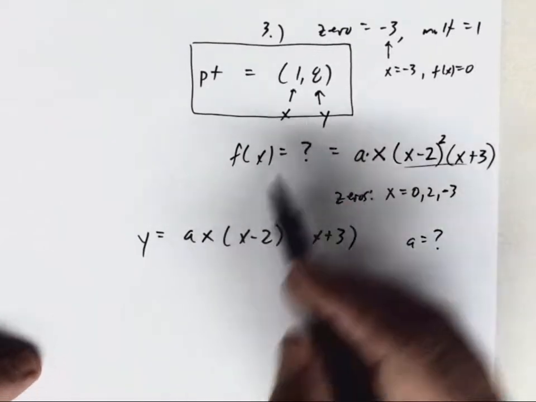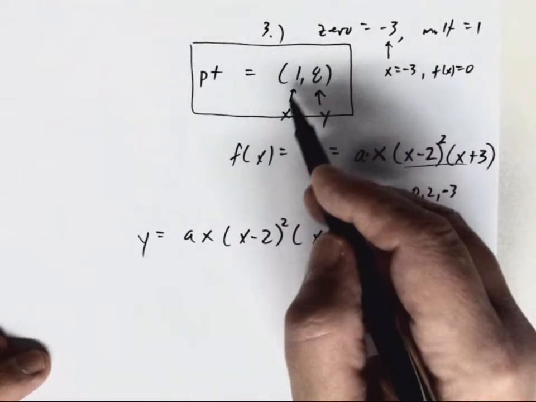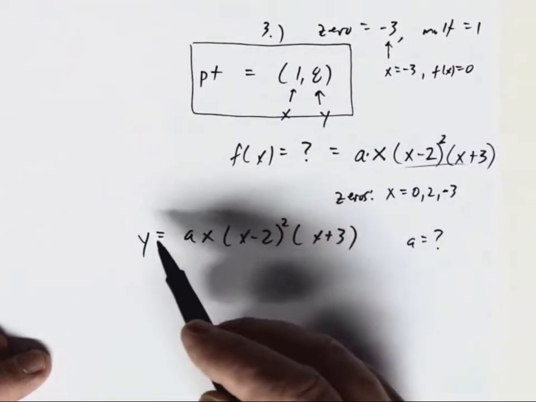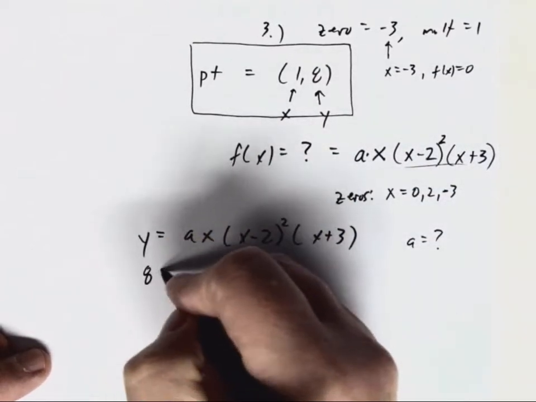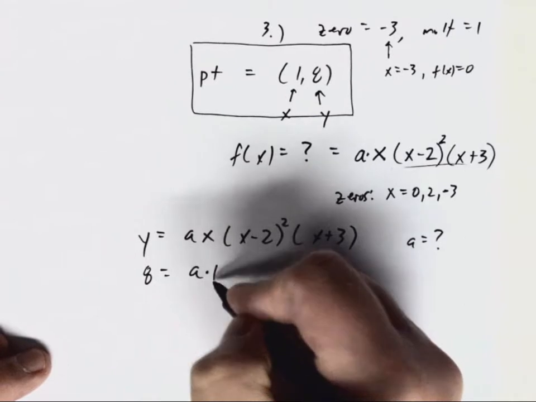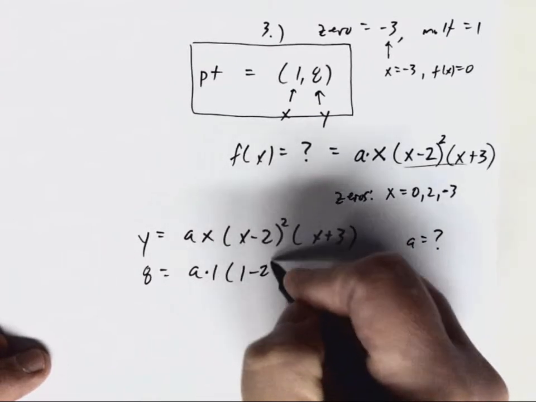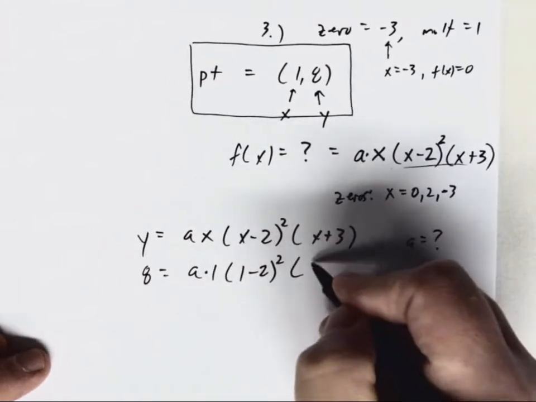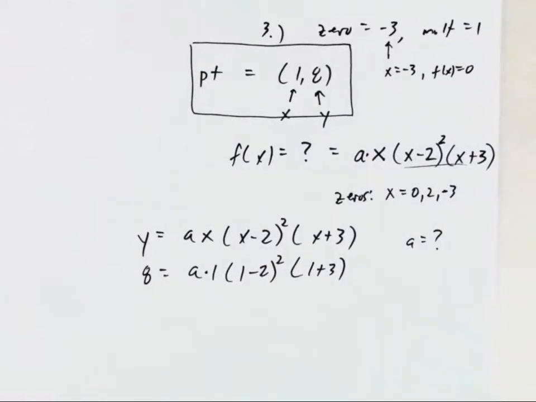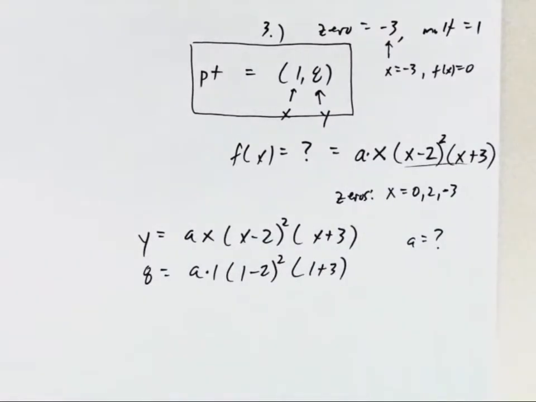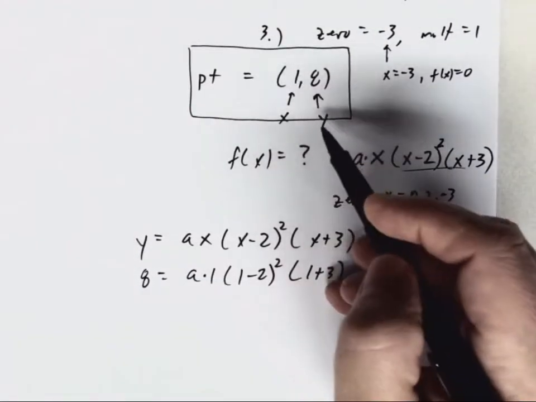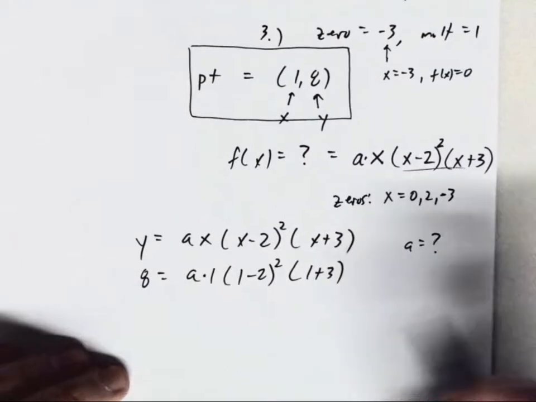So in other words, by using this point, every place I have an x, I'm going to plug in a 1. Every place I have a y, I plug in 8. So this becomes 8 equals a times 1, times (1 minus 2) squared, times (1 plus 3). Right? So I'm just plugging this point into the function. Every time I have an x, I put a 1 in. Every time I have a y, I put an 8 in.